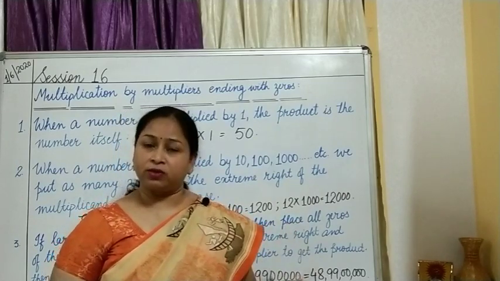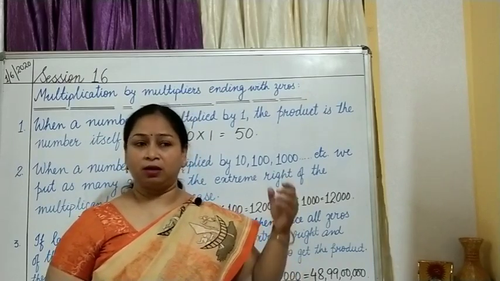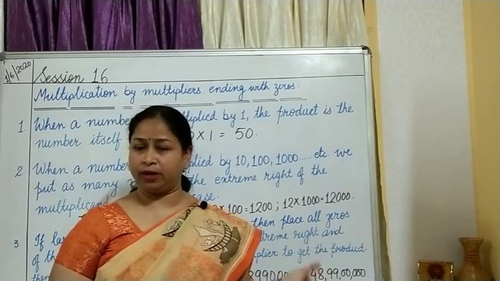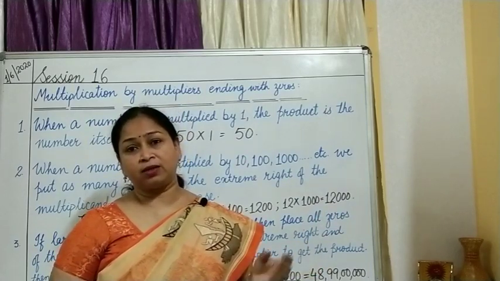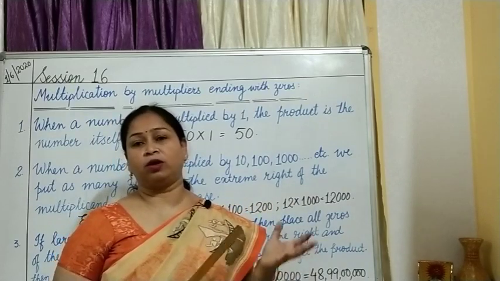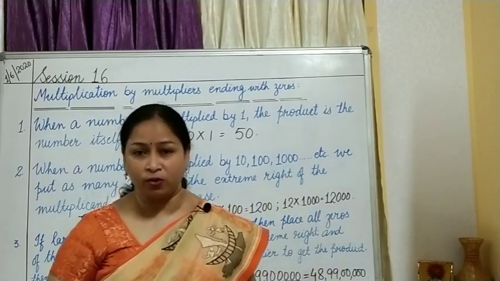Now there are some tricks. If we are multiplying with a multiplier which is ending with 0, or the multiplicand ending with 0, there are some interesting rules, very short-cut methods, and that is the topic I am going to teach you today.